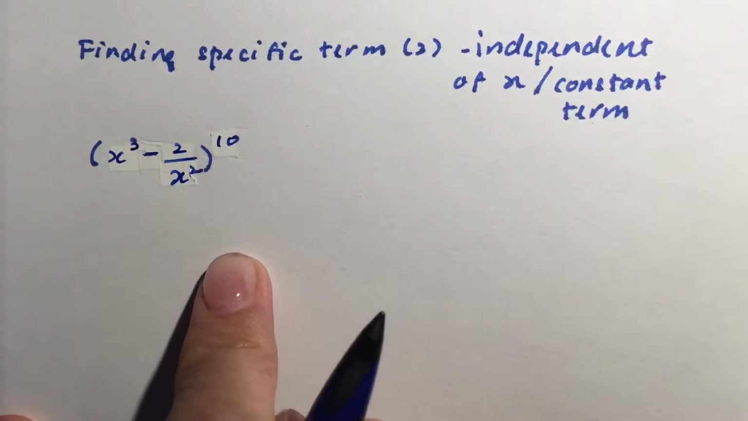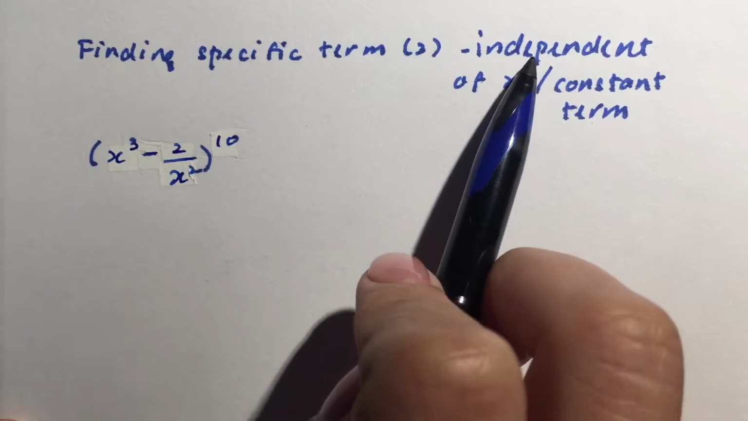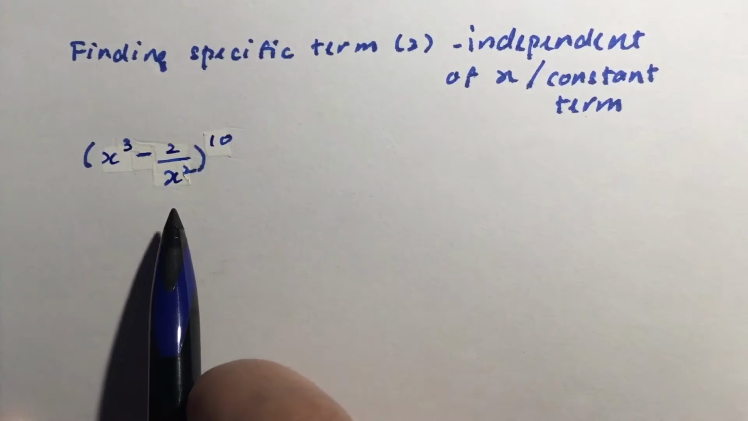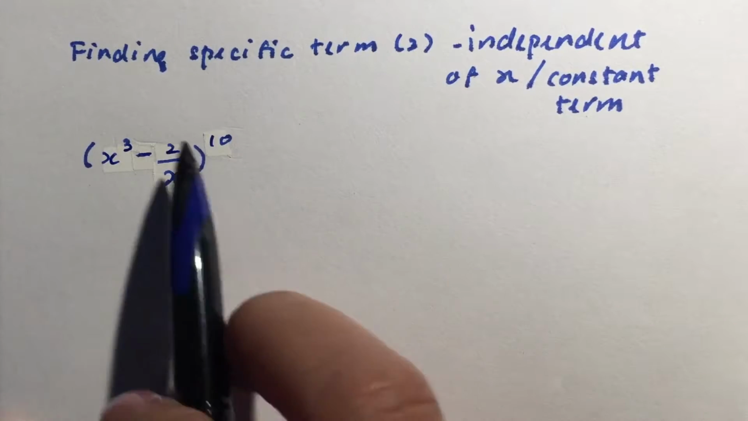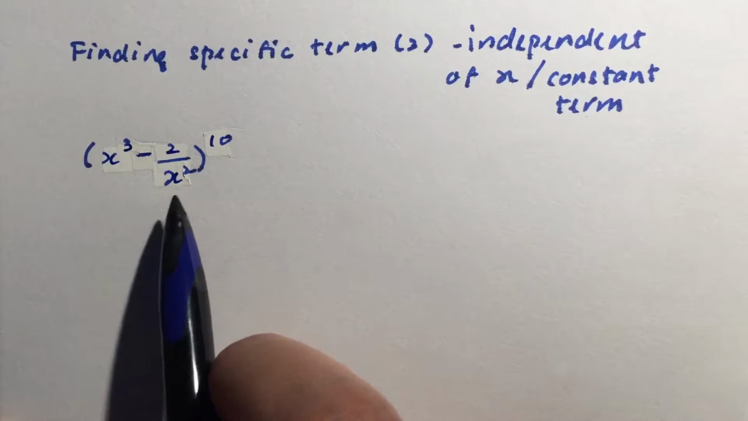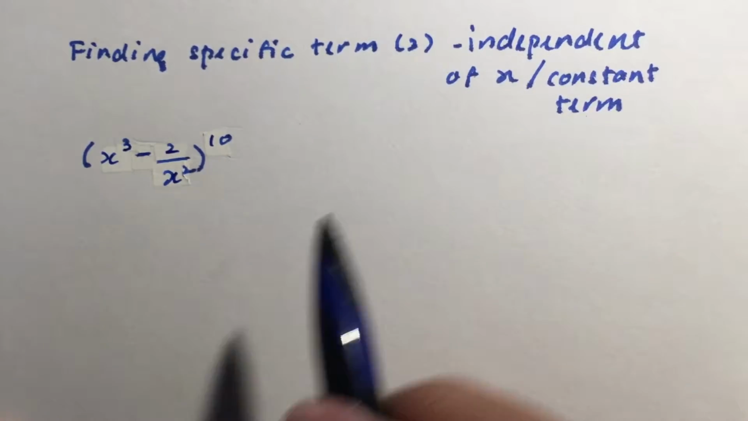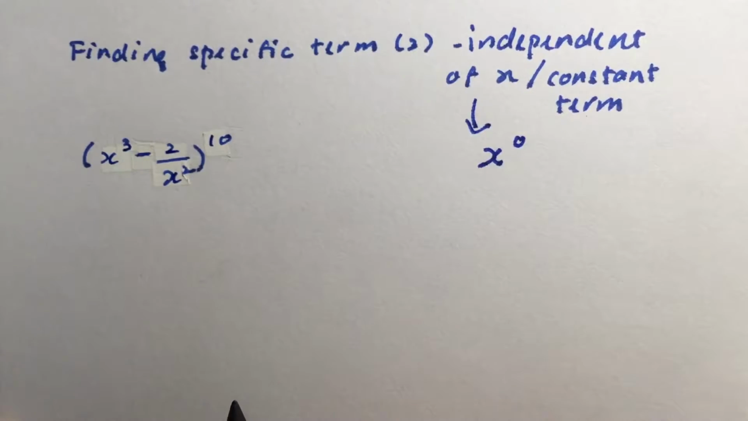Alright, the next finely specific term example that we're going to do is when they actually ask you for a term that's independent of x, also known as the constant term. So this is the binomial that they've given you, (x cubed minus 2 over x squared) to the power 10, and you want the term that's independent of x. In other words, you're looking for a term such that x is to the power of 0.